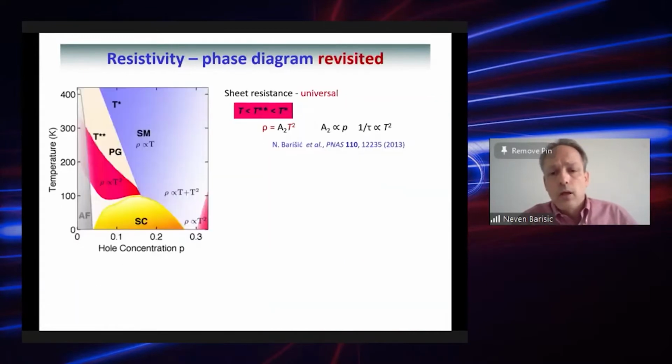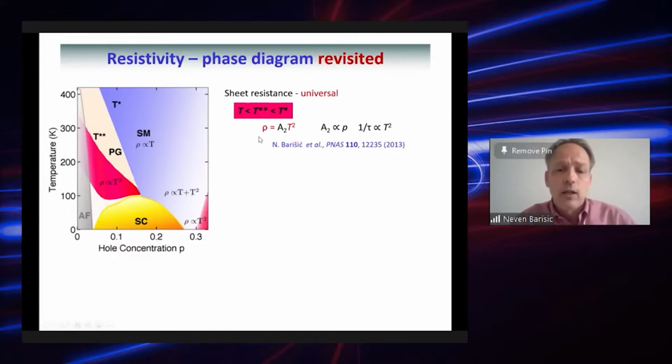What we did was carefully look at resistivity, first in the mercury 1201 compound, which is a model compound. By looking at many compounds, we have found that in the pseudogap regime we find a T-square regime. But before that, I would like to emphasize that we also established that the sheet resistance is universal for all the cuprates. And this is already an amazing experimental fact.